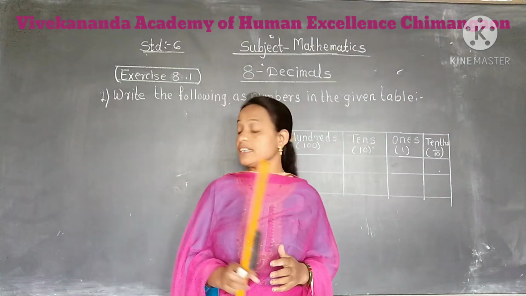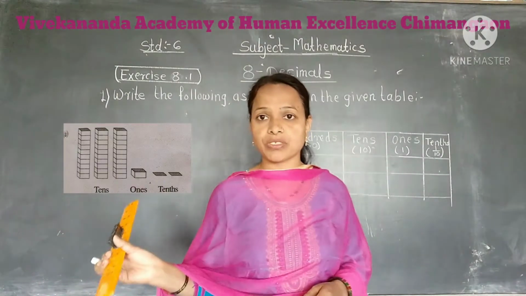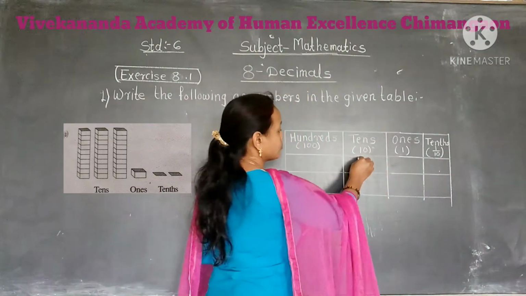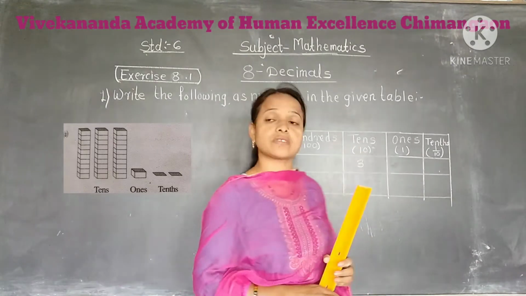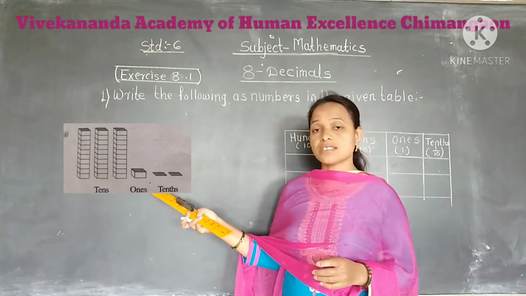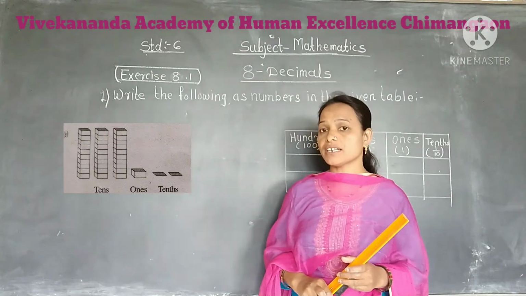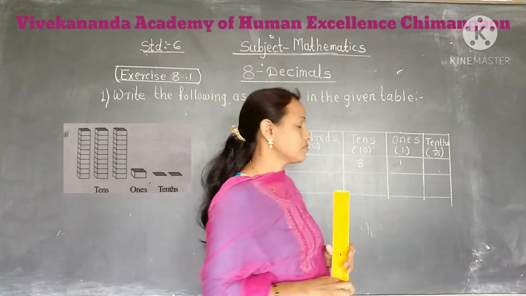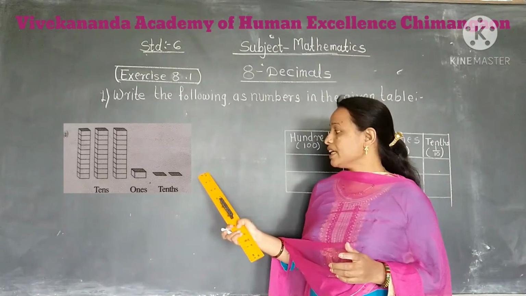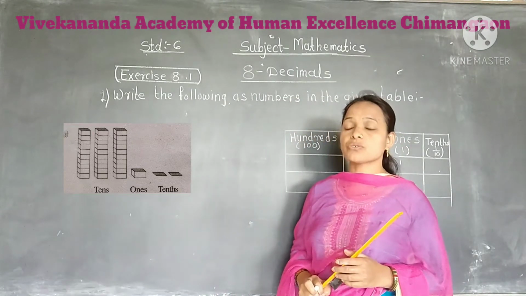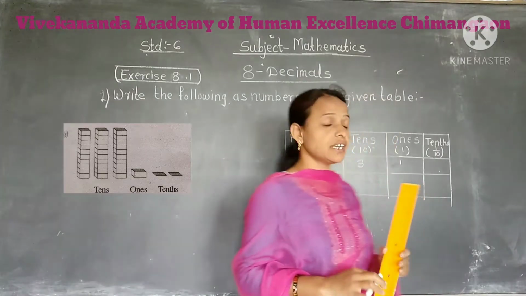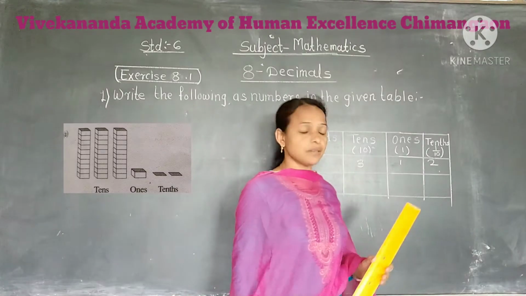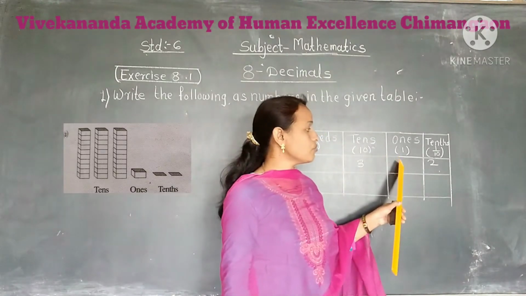Here 3 blocks of tens are given, so we write digit 3 in the tens column. One block of ones is given, so we write digit 1 in the ones column. And 2 blocks of tenths are given, so we write digit 2 in the tenths column. So here we get the number 31.2.